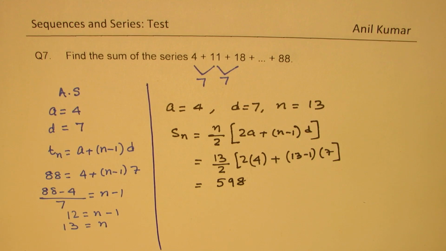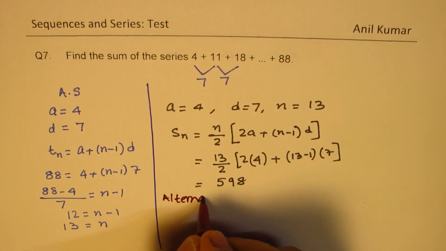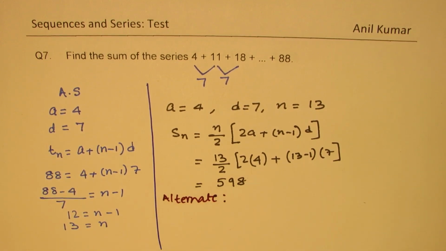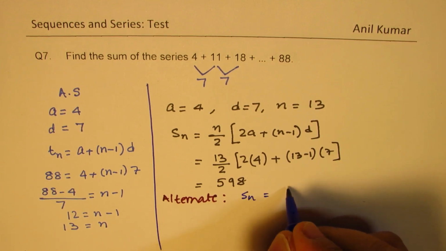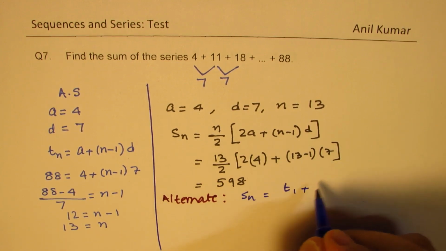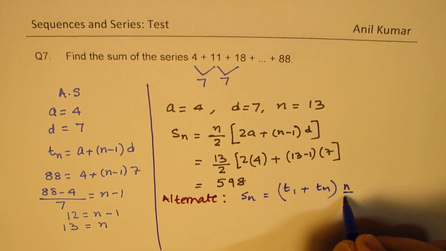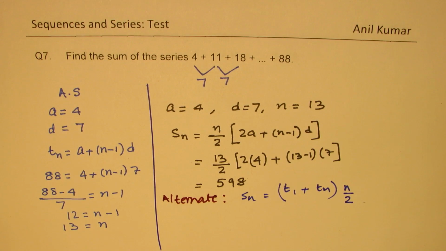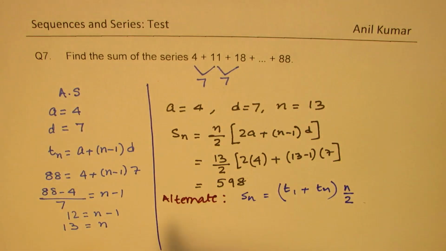Now, for the sum of the series, the alternate formula is pretty good in this particular case. So let's see the alternate solution also. The alternate formula for the sum of the series will be Sn equals the first term, t1, plus the last term, tn, times half of the number of terms, right? So that becomes a general formula. We can always use this to find the sum for our 13 terms.